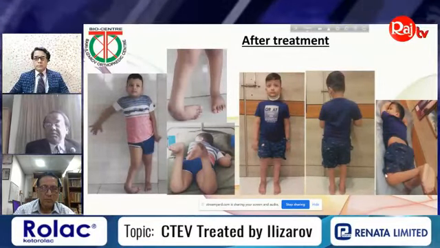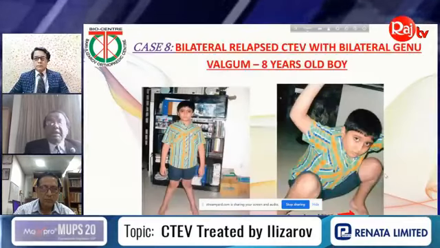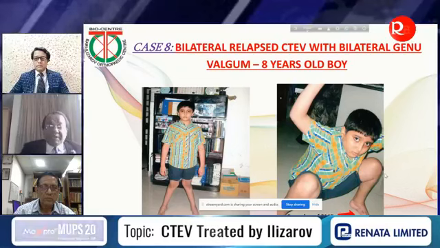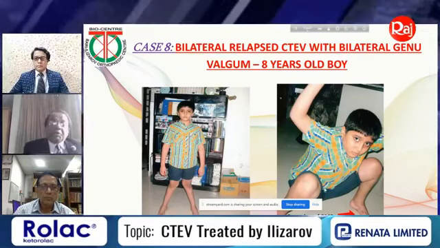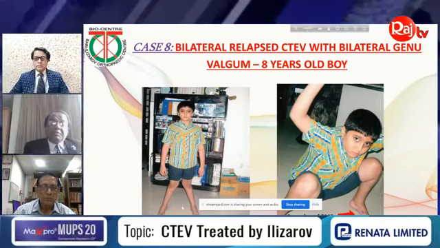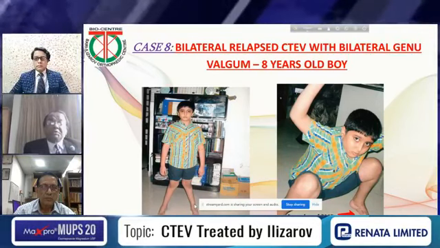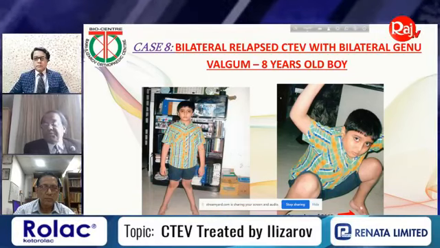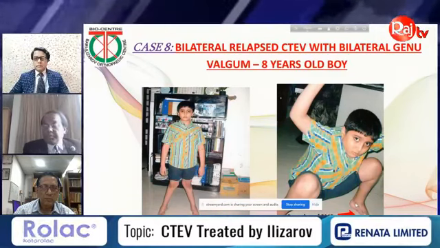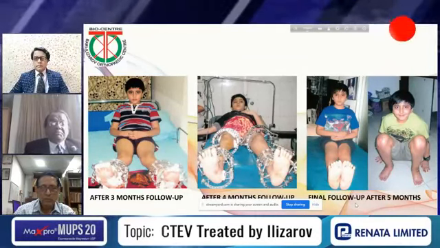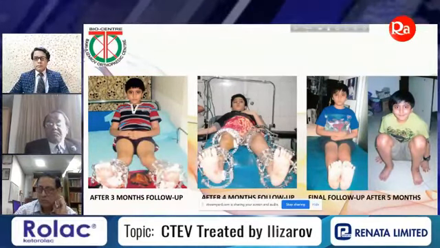Now you can see, dear friends, this is after treatment, and bilateral relapse, CTEV with bilateral genu valgum. Why relapse? He had surgery done elsewhere, PMR was done, and it relapsed with genu valgum. This is the sequelae of PMR. See this card here. This is the marking of the operations. And then he came to me. 3 months follow-up. This is after 4 months follow-up.